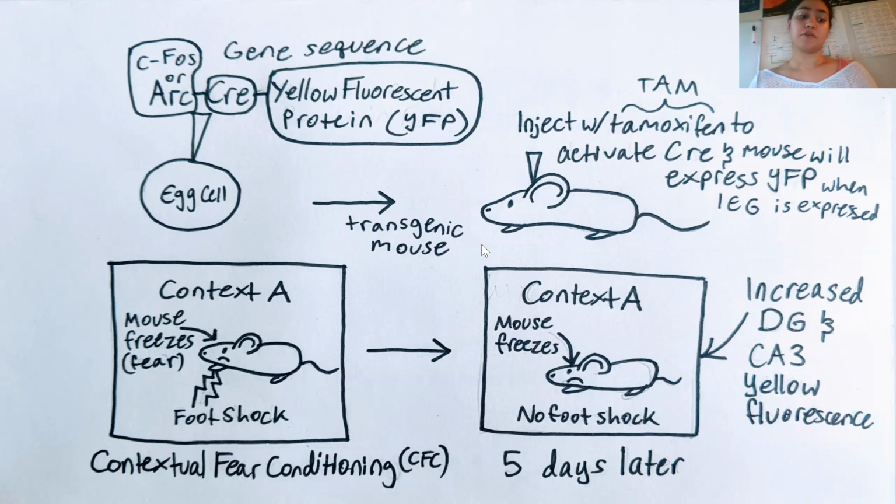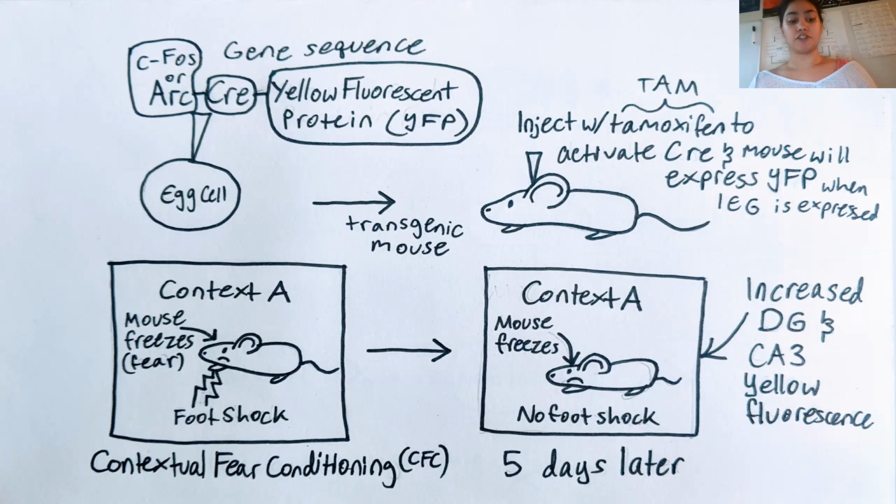they would be fluorescing. To create the line of mice, fertilized egg cells were injected with linearized DNA containing the gene sequence. Then the experimenters had to determine whether or not the yellow fluorescent protein would be a reliable marker for the memory expression related to the contextual fear conditioning that the mice were going to undergo. They set up a context A, where some mice would experience a foot shock and others would not.